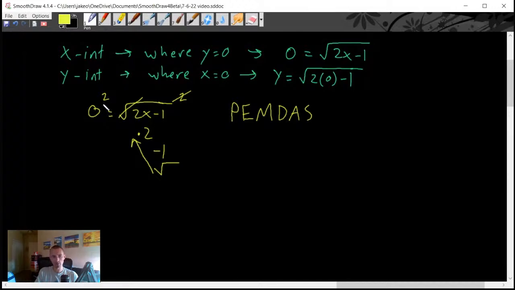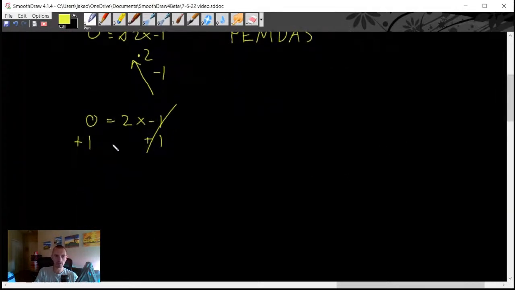So 0 squared is 0. The square root is now canceled, so we just have 2x minus 1 on the right side of our equation. Okay, so we dealt with the square root. Now we need to deal with the minus 1. The opposite of minus 1 is plus 1. So if we add 1 to both sides of our equation, that'll cancel the minus 1 on the right side. 0 plus 1 on the left side of our equation is 1. Since we canceled the minus 1 over here, we just have 2 times x. So we've dealt with the subtraction of 1.